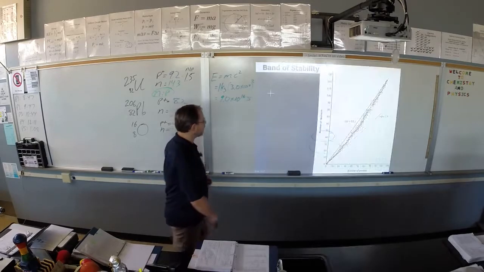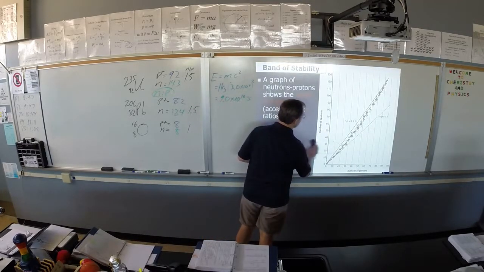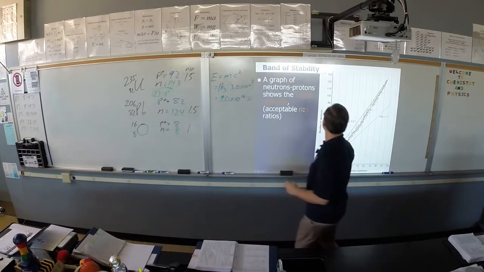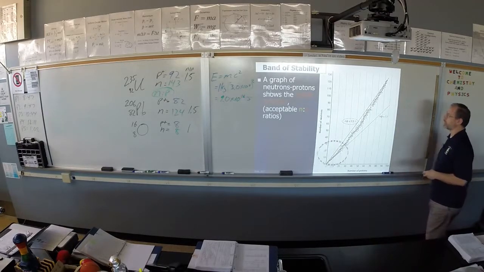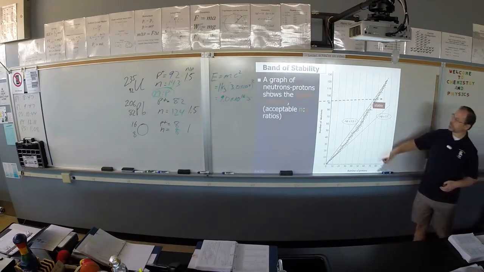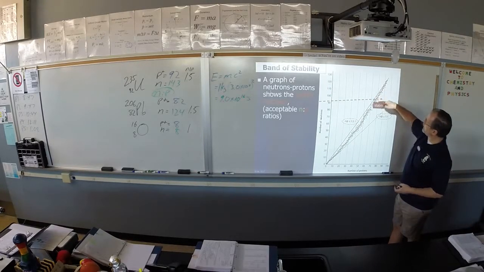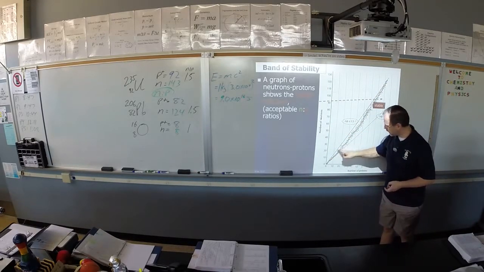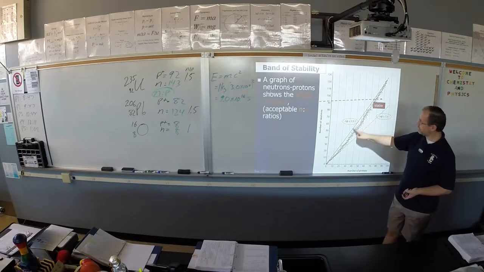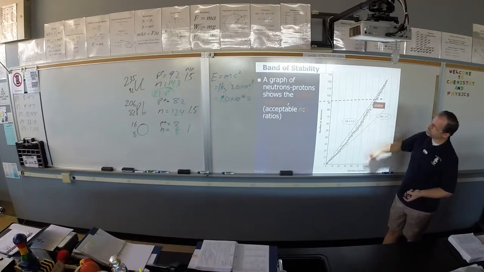Okay, band of stability. You don't need to write anything down here, but this is basically an illustration. It's in every textbook. It's online all over the place. This is the band of stability. So as our atoms get bigger, we approach the 1.5 range. Smaller atoms, the 1 range. And then in the middle, 1.2, 1.3 range is just fine.